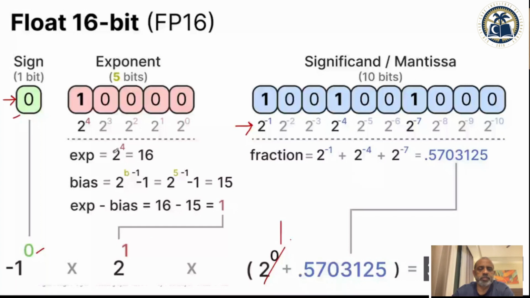So this is 1 0 0 0 0 0. The exponent is 2 raised to the power 4, and 4 is 16, and then there is a bias. So ultimately, if you do exponent minus bias, it is 1, so it is 2 raised to the power 1. So the number is 3.140625. So this 3, in order to convert it into 1 point something, has been raised.